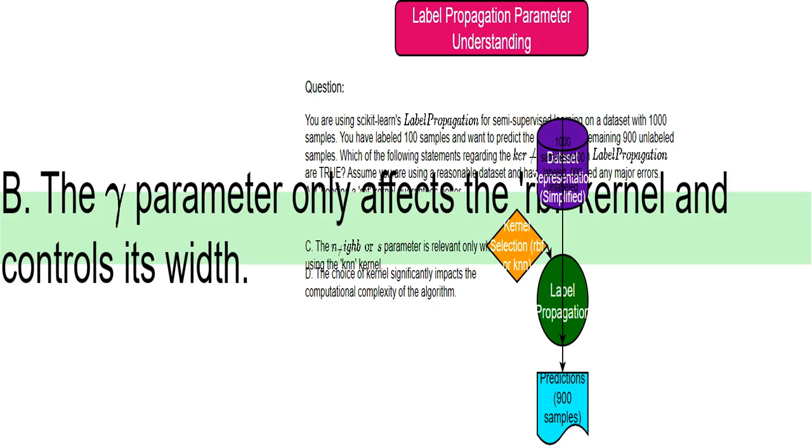The gamma parameter is specific to the RBF kernel. It controls the width of the Gaussian function used in the radial basis function kernel. A larger gamma value creates a narrower Gaussian, while a smaller gamma value creates a wider one. This impacts how similar nearby data points need to be.